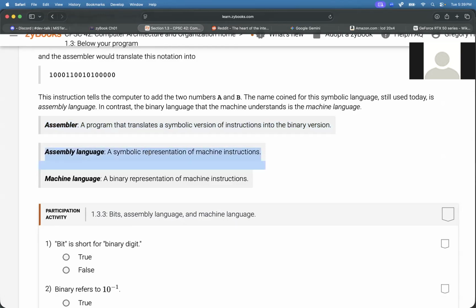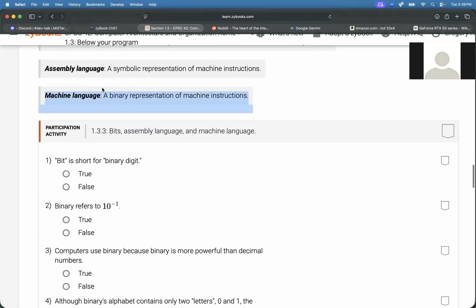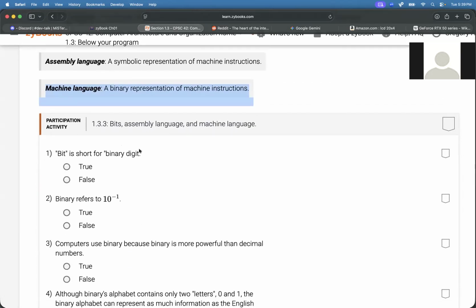All right. Assembly language, symbolic representation of machine instructions. We just talked about that. Machine language, a binary representation of machine instructions, right? Just zeros and ones. Is bit a binary digit? Yeah.